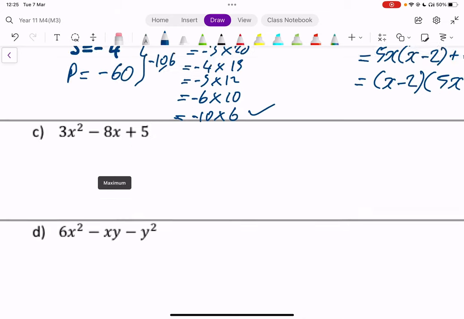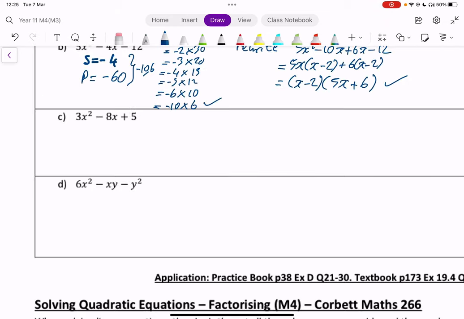Okay, the next one, we have got 3x squared minus 8x plus 5. So my sum is minus 8. My product is a 3 times a 5, so it's 15. So we've got 15, and it's a positive 15 but a negative sum. So the only way it's going to work is if you have two negatives. So minus 15 and minus 1, or minus 3 and minus 5. And there we are, almost straight away we've got it.